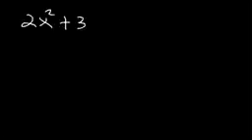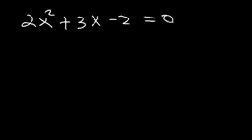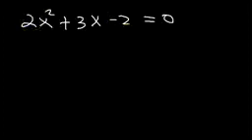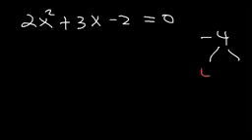Now, what if you have a trinomial where the leading coefficient is not 1? How can you factor this expression in order to solve for x? In this case, you need to multiply 2 and negative 2. 2 times negative 2 is negative 4. You need to find two numbers that multiply to negative 4 but still add to the middle term, 3. So this is going to be 4 and negative 1. 4 plus negative 1 is positive 3, but 4 times negative 1 is still negative 4.